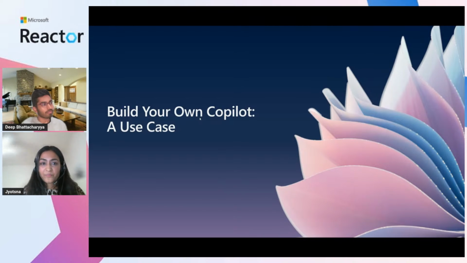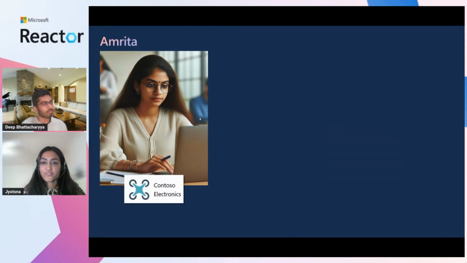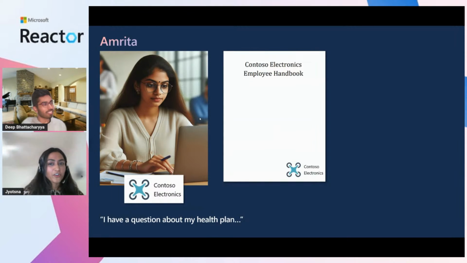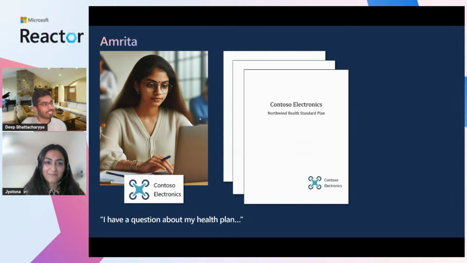So, now that we know a bit about copilots and a bit about their capabilities, I'm excited to show you how to build one. But for this, we do need a use case. So, on the screen here, you can see Amrita. Amrita works for a fictional company called Contoso Electronics. One day, she asks a simple question about her health plan at Contoso. Where does she go? You guessed it, the employee handbook.